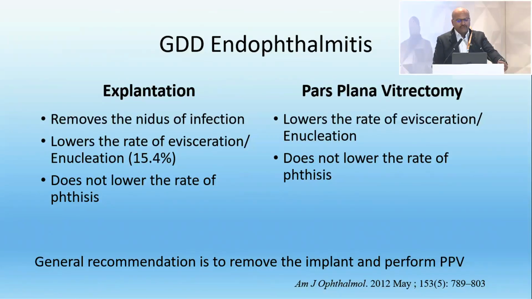Sorry, and so what do you do? You have to explant it and also do a vitrectomy. Removing the nidus while you explant it lowers the rate of evisceration and enucleation, which is actually 15%, but unfortunately does not lower the rate of phthisis. The general recommendation is to remove the implant and perform the vitrectomy, but unfortunately this does not lower the rate of phthisis bulbi.